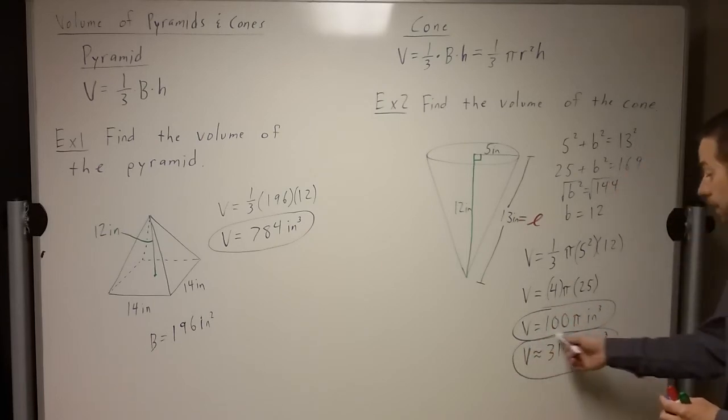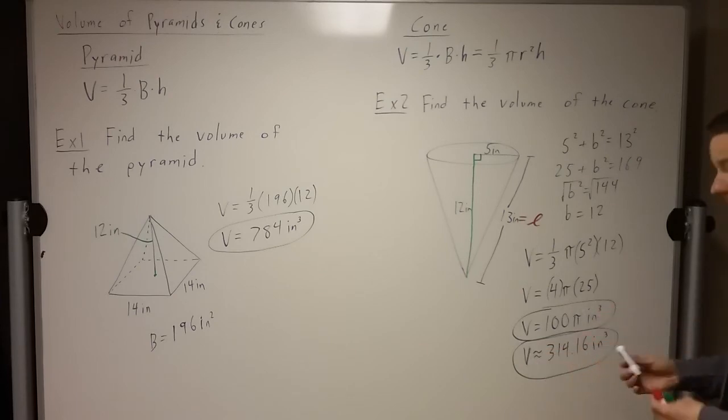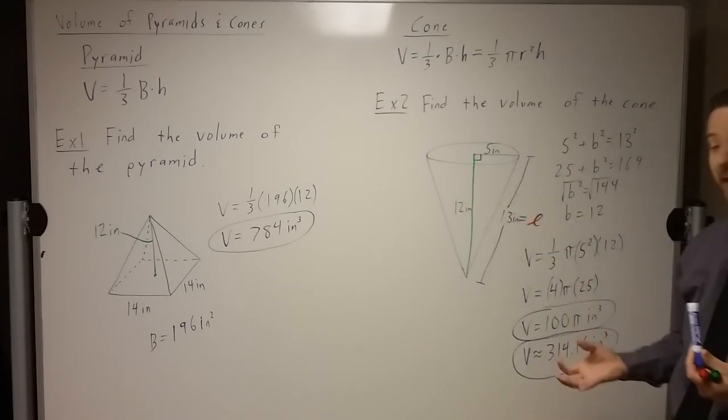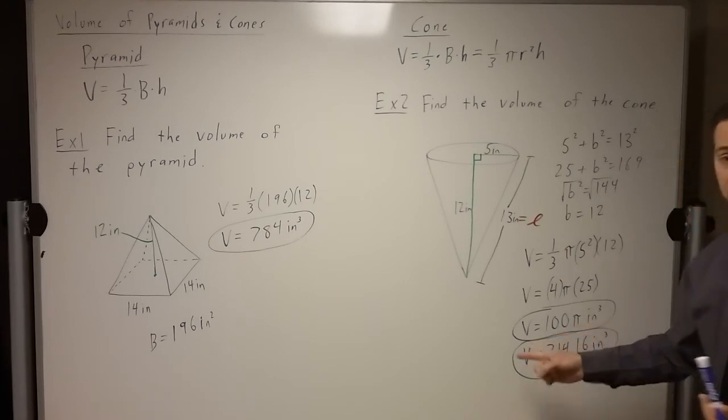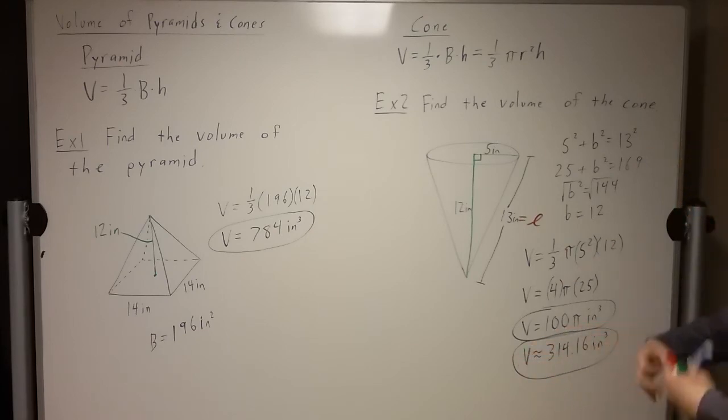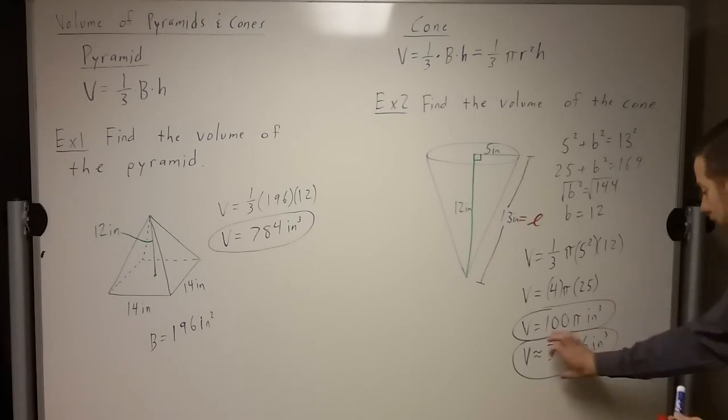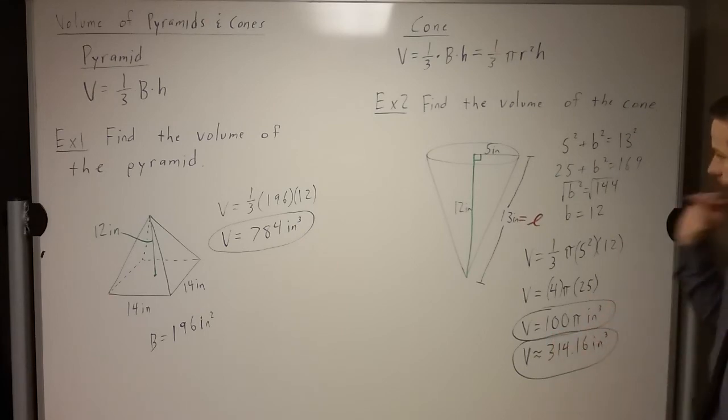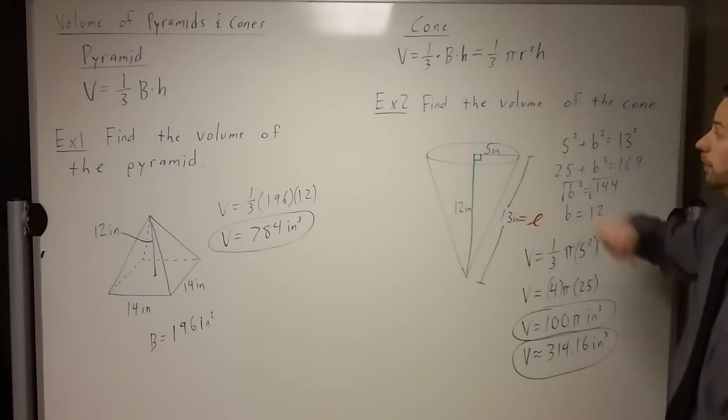If you were doing something for practical use, where you actually want to know how much liquid this thing holds, you'd probably want it as a decimal, because you can't really say 100 pi in terms of ounces and things like that. It doesn't make sense, so we probably want to change it to a decimal. So there's how we find the volume of a cone.